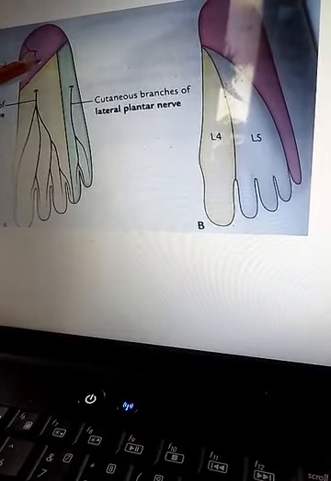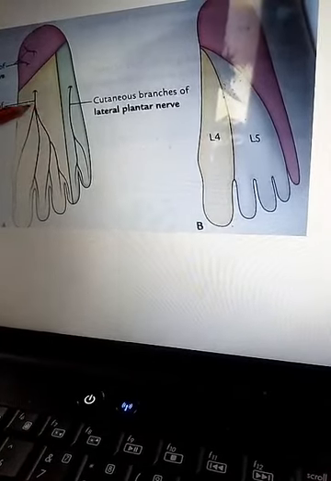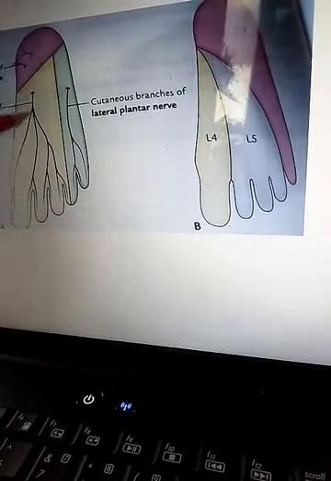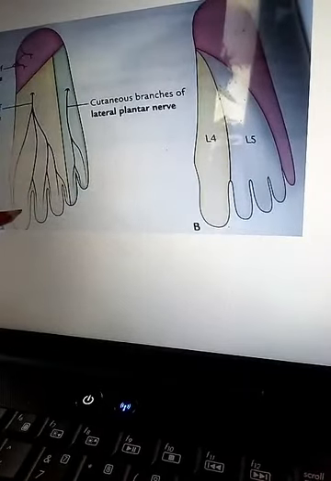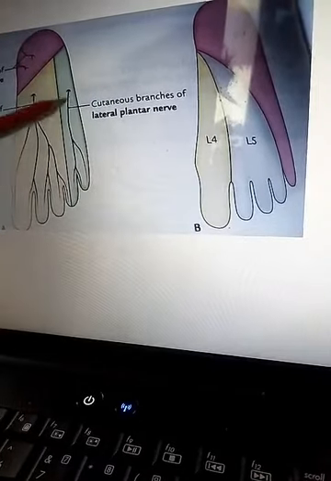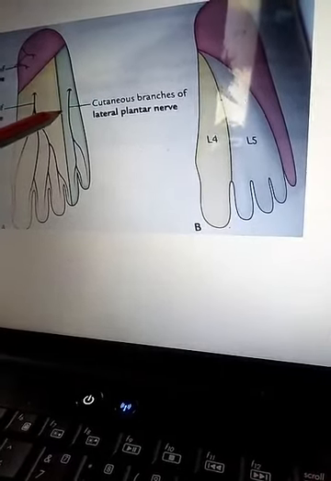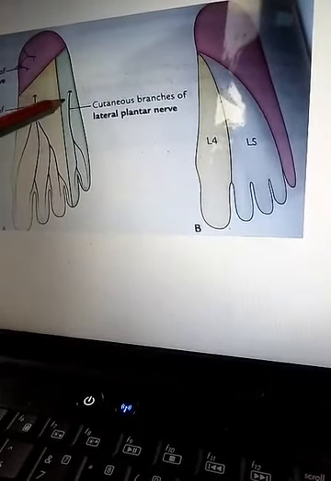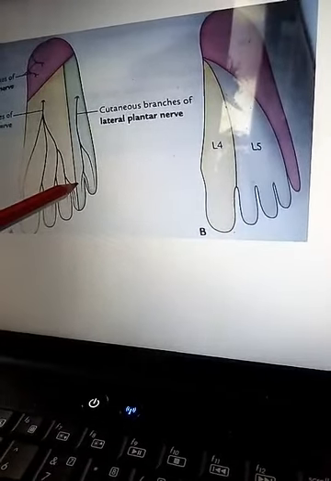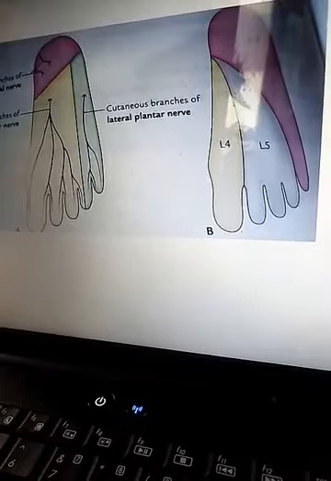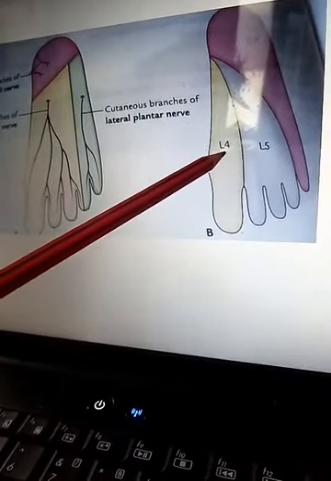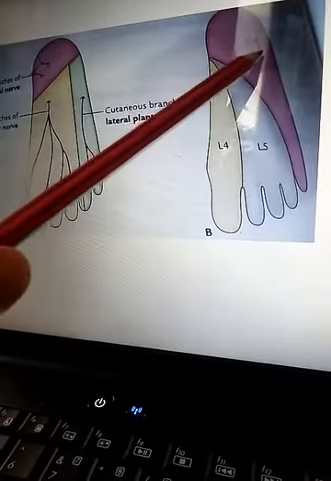Now, cutaneous branches of the medial plantar nerve. They supply the skin over the larger anteromedial portion of the sole and medial 3.5 digits. Cutaneous branches of the lateral plantar nerve. They supply skin over the smaller anterolateral portion of the sole and lateral 1.5 digits. Now these are the dermatomes of the skin: from medial to lateral, L4, L5 and S1.